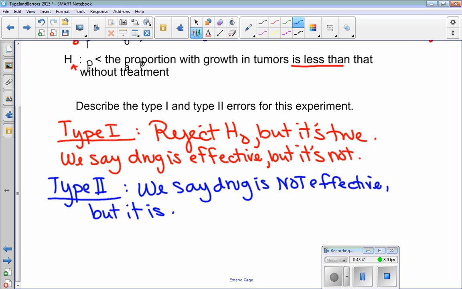What would be a result of a type 2 error? Well, people are dying and they didn't need to, right? We found something that worked, and they're not able to take it because we had bad stats. We told them wrong. We had a type 2 error. Do you see how that's really a worse problem than a type 1 error? Oftentimes that happens. All right?